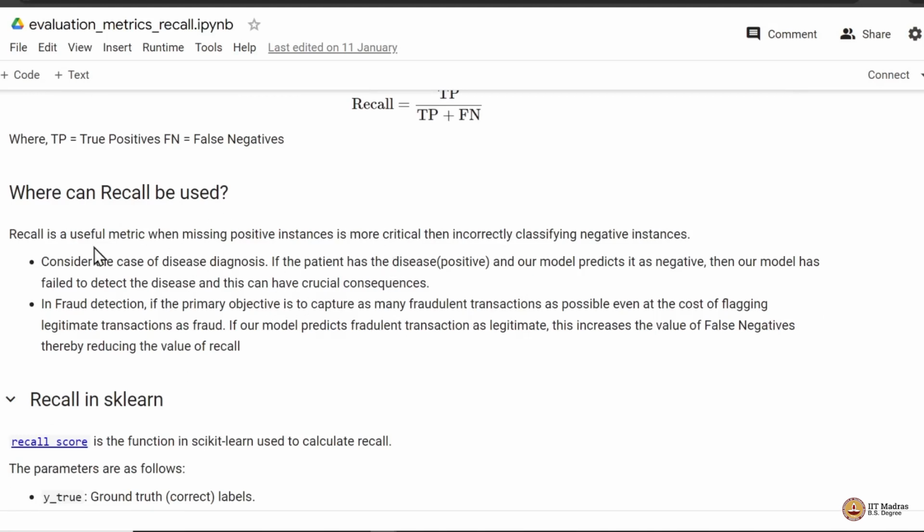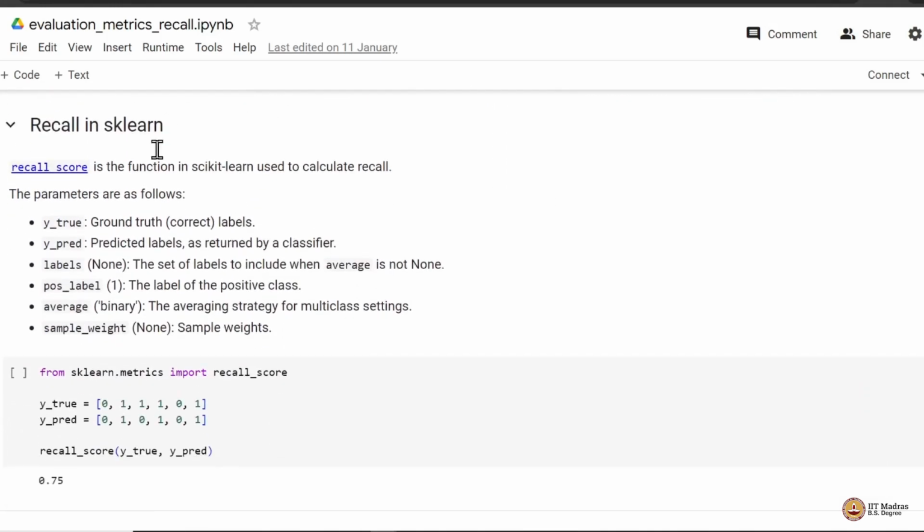The other example is that of a disease diagnosis, where if the patient has a disease and the model predicts it as negative, then our model will have failed to detect the disease and it can have crucial consequences. To calculate recall in scikit-learn, we use the recall_score function.